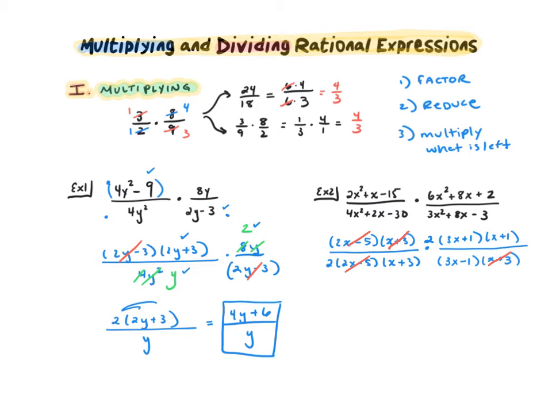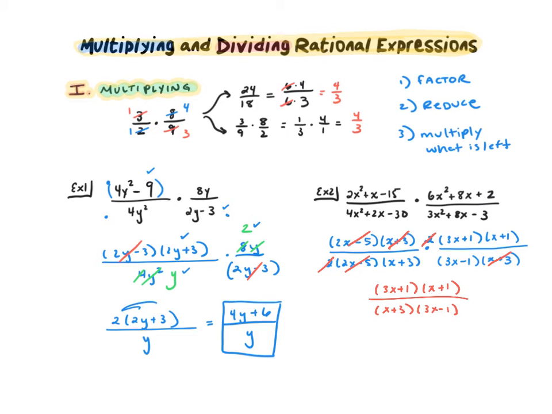There should have been a 2 here on the top right. So that's going to reduce with this 2. 2 divided by 2 is 1. And I'm left with quite a bit. So in the top, I'm left with 3x plus 1 times x plus 1. They didn't have any matches. And the bottom, x plus 3 times 3x minus 1. And you can leave your answer like that, or you can multiply it out. But that's all that reduced.